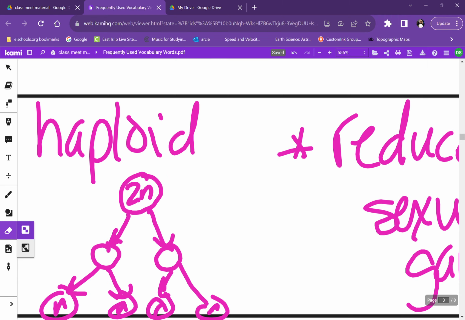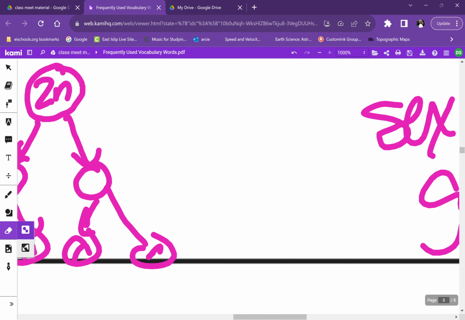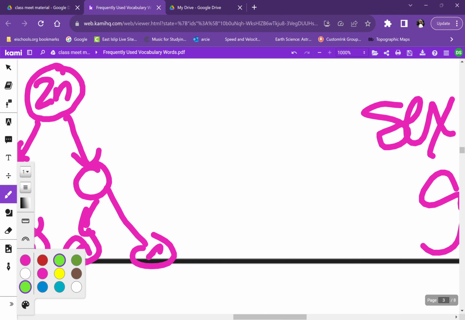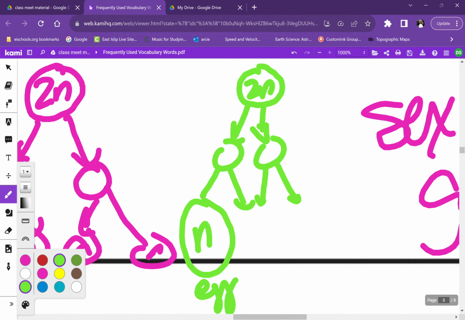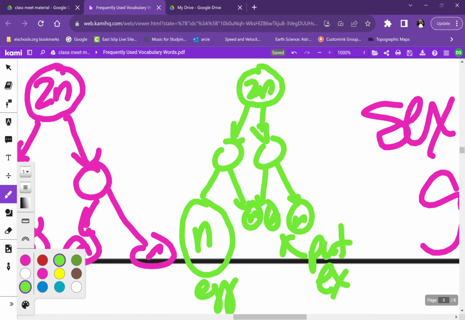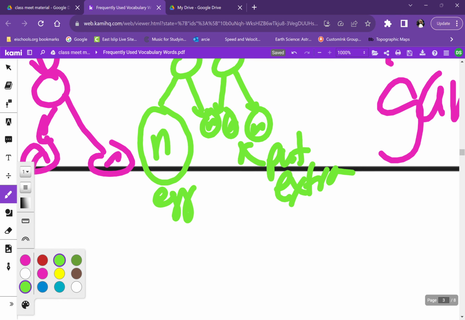For the egg it is a little different. I'll do this in a different color. The egg, if I start off with 2N and I go down, and I go down again, I get 1 big egg, still N. These leftovers are just to get rid of. It's a place to put extra chromosomes.